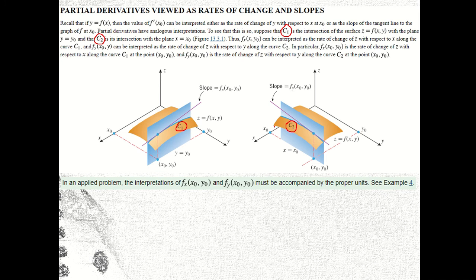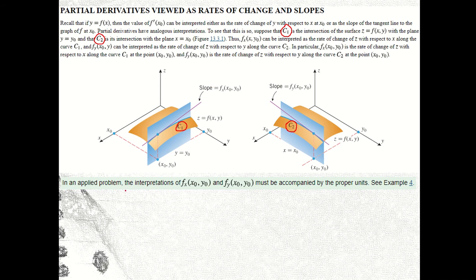In this figure, the curve C2 intersects this plane here, that is x equal to x sub 0, the color blue intersecting the color orange. So the line that is tangent at this point of intersection between the plane x equal to x sub 0 and the curve C2 is what we call the slope, given by this expression f sub y of x sub 0, y sub 0. Okay, similar to this one.